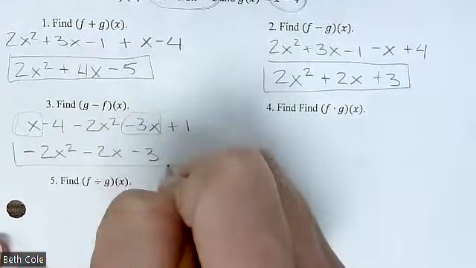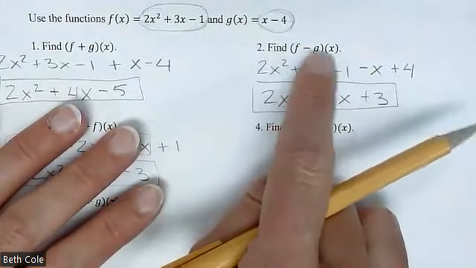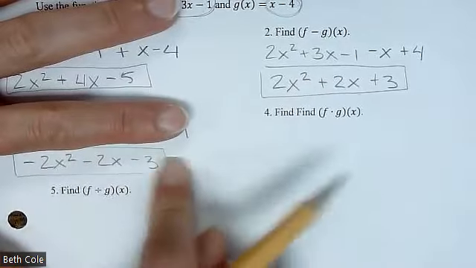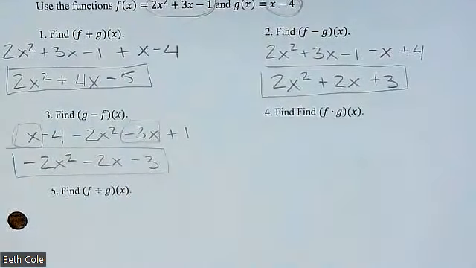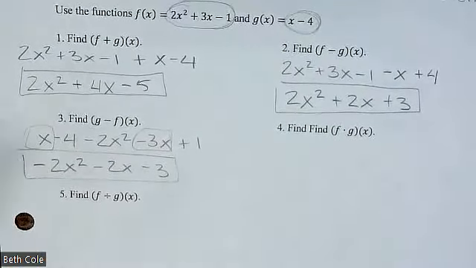Now I want you to stop and look. What do you notice about your answers for number 2 and number 3? So if you do f minus g and you're really confident you did it correctly, when you go to do g minus f, you can just distribute a negative to each of those and that'll give you your answer because it's just the other way around. Okay. Or you could work out the problem. It's not like it was a whole lot of work. So I mean, either way, whatever, it's going to give you an answer.